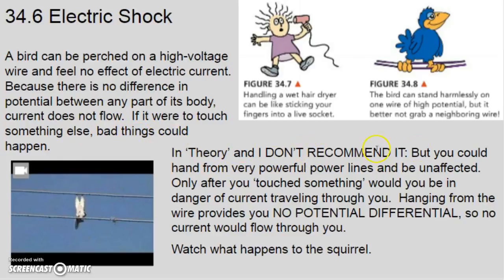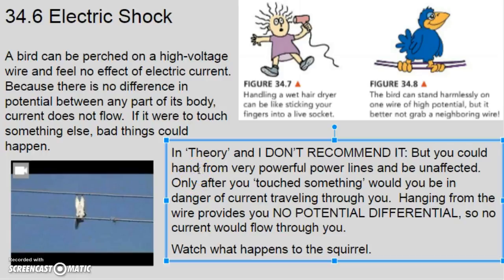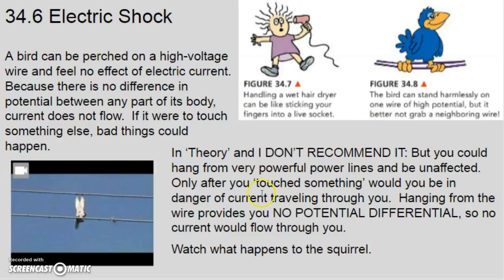So in theory, and I don't recommend it, if you could hang from a very powerful power line, like this bird, you would be fine, you would be safe. Only if you touch something would you be in danger, because current would travel through you. It would go from a high to a low potential. But hanging from the wire would lead to no potential difference, so no current would flow through you. You've got to check out what happens to the squirrel when it touches another line. Well, let's just say, a little zap.